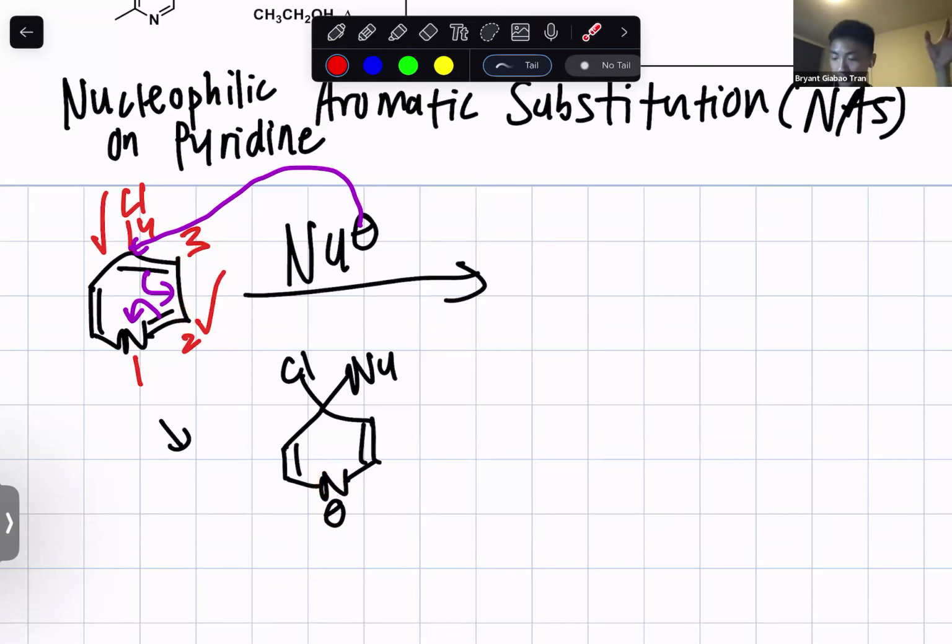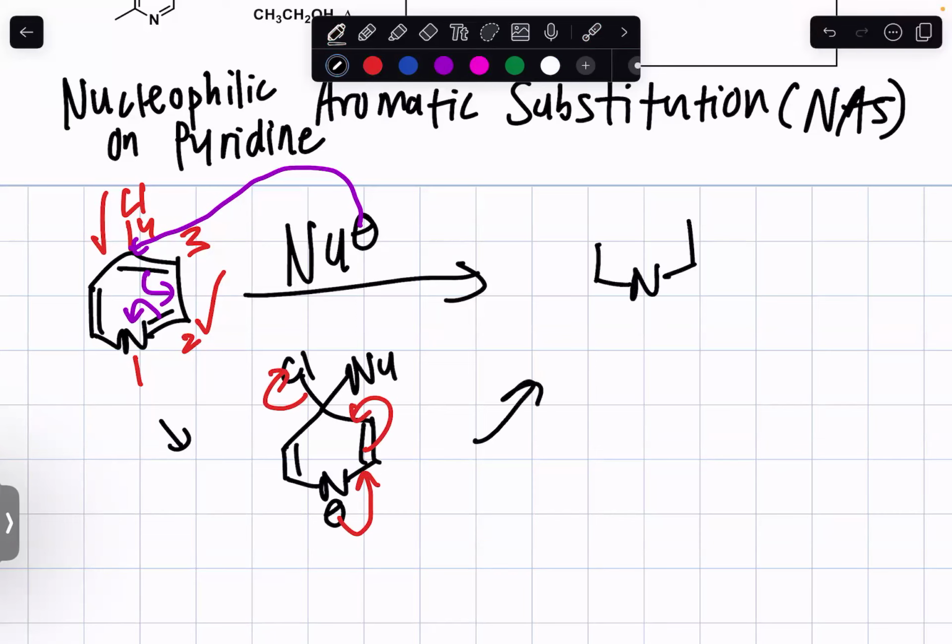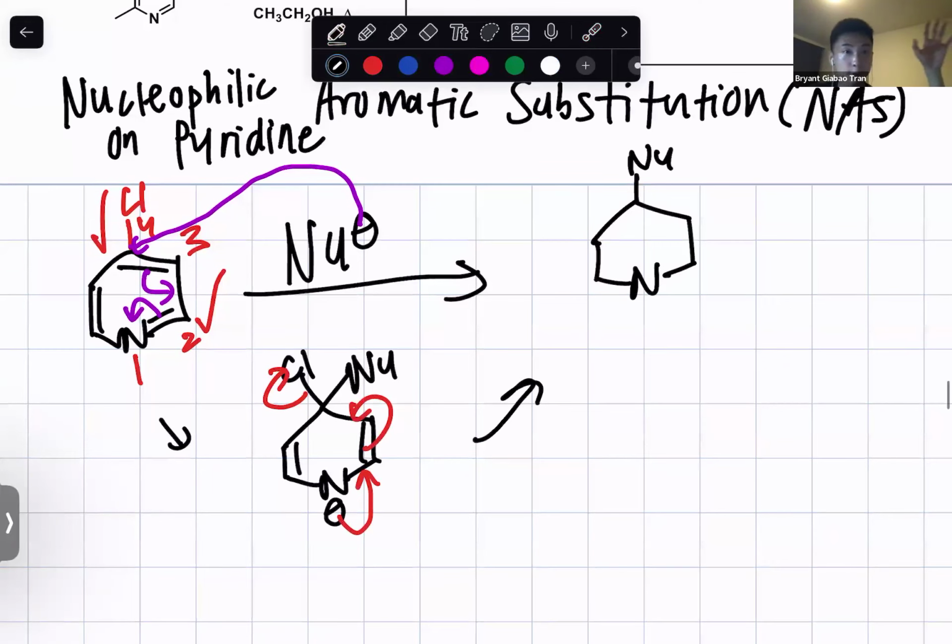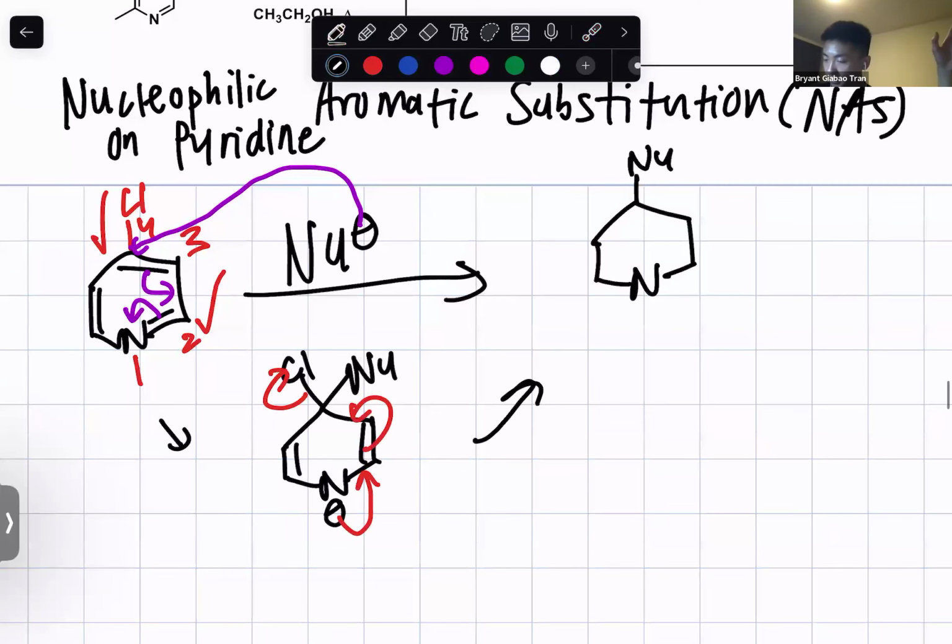The next thing is that this negative charge on the nitrogen is going to go back, reform that double bond, shift this double bond over here, and then kick out the leaving group to get to the final answer, with the nucleophile substituting the chloride. But that was not SN2. It was addition, elimination, where this is the addition step, and this is the elimination step.